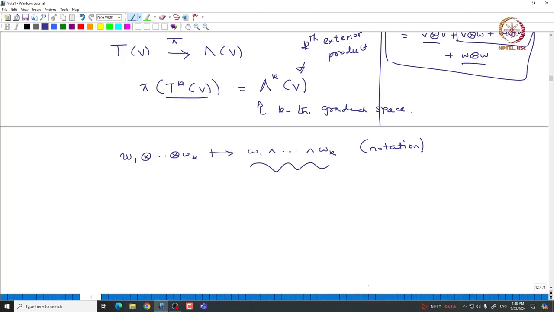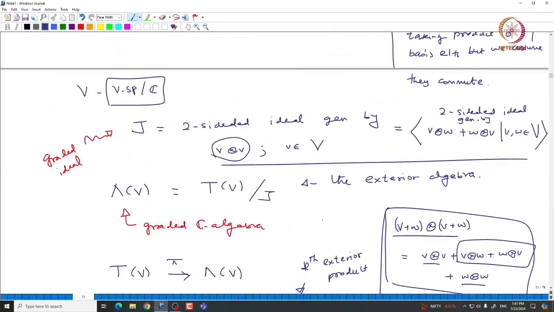But since no two basis elements of V in a word coming from this basis of T^k of V should repeat, that gives us a smaller spanning set. It is not that difficult to verify. You take all possible vi1 wedge etcetera wedge vik, where i1, etcetera, ik should not repeat. All of them should be distinct.